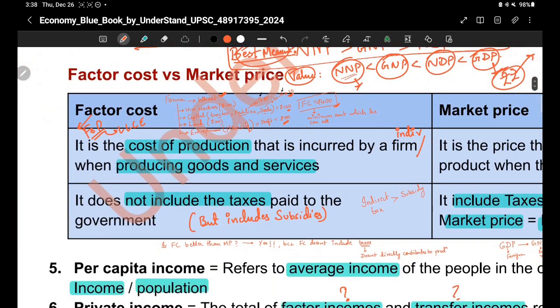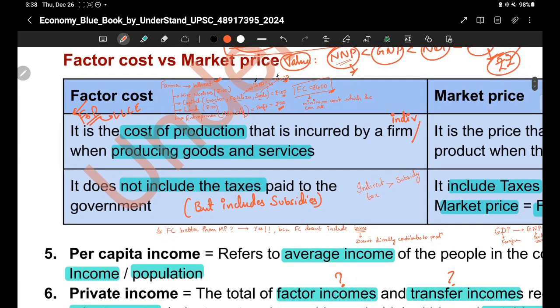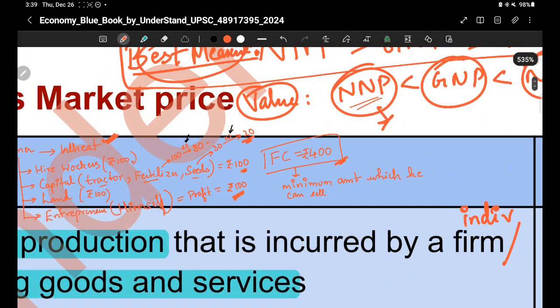Simple as that. It is the cost of production that is incurred by a firm or individual in producing goods and services. It does not include the taxes paid to the government, but includes subsidies. Now see, are there any taxes included here? No. But are there subsidies included here? Yes. See, there was 20 rupees and 10 rupees, a subsidy given by the government. That is included in this factor cost.